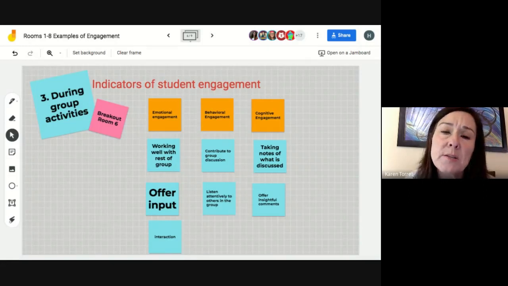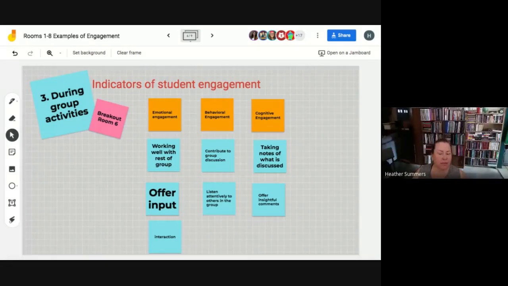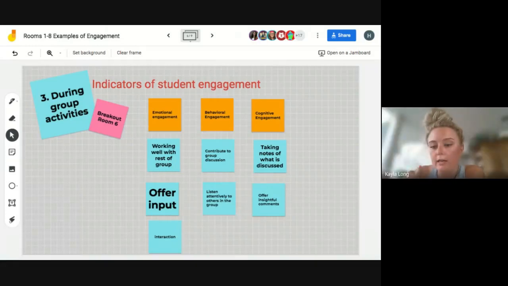One more. Is there anything else that anyone would like to share from Breakout Room 6? No, I would say that Ariel and I pretty much did the same thing. We listed the three types of engagement and made a list of how to determine that kids are engaged that way. So virtually the same thing.